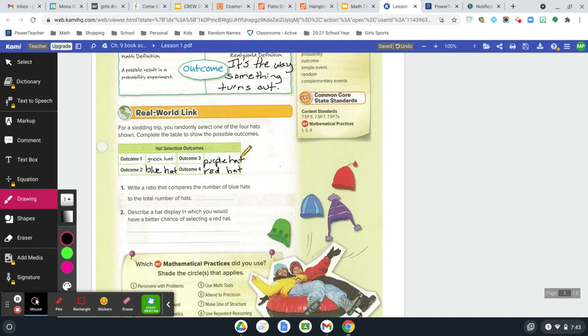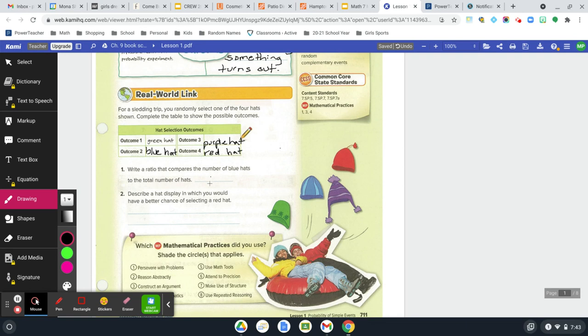So number 1 says, write a ratio that compares the number of blue hats to the total number of hats. Well, there's 4 hats over here in this group. And the number of blue hats, there's only 1. So it says write it as a ratio. So you can write a ratio a couple different ways. You can write it like this, 1 to 4, 1 blue hat to 4 total hats. Or you could write it as a fraction, 1 over 4. Again, still representing 1 blue hat out of 4 total possible.